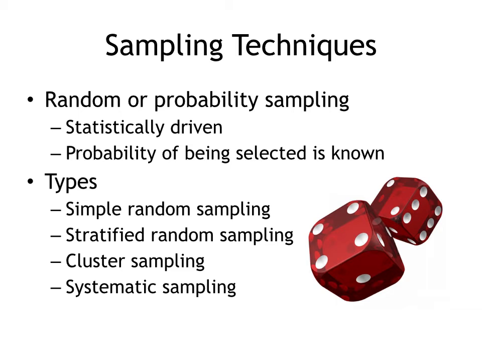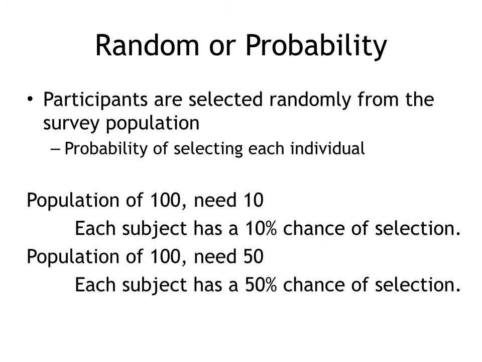There are 4 kinds of random sampling. Simple random sampling, stratified random sampling, cluster sampling, and systematic sampling. So let's start out with random sampling. With random sampling, you decide what the probability will be for selecting each individual. It needs to be truly random.